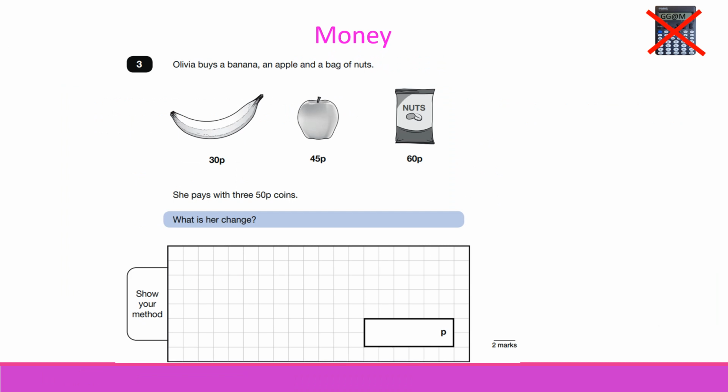This is a question on money. The key words in the question are that we've got to buy a banana, an apple and a bag of nuts. You are told that she pays with 3 50p coins and you've got to work out her change, and this will give you 2 marks in the exam. Remember to write your answer in the box provided.